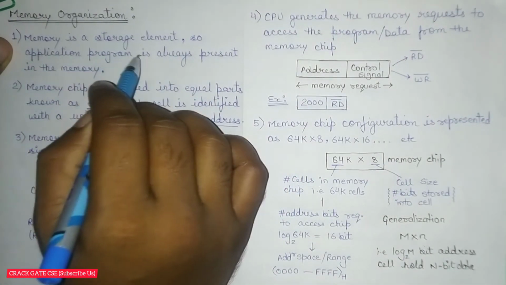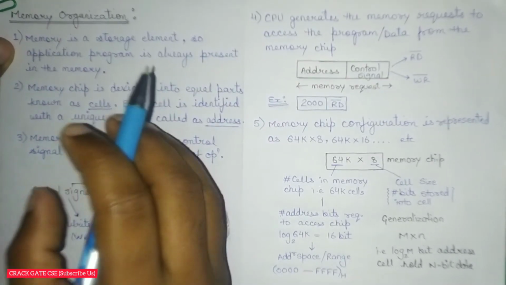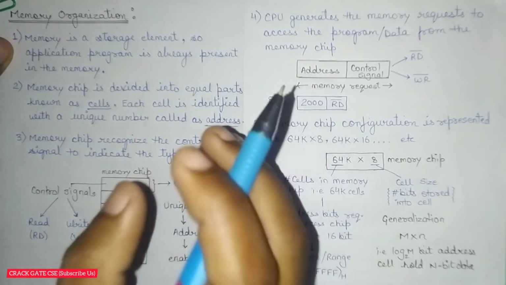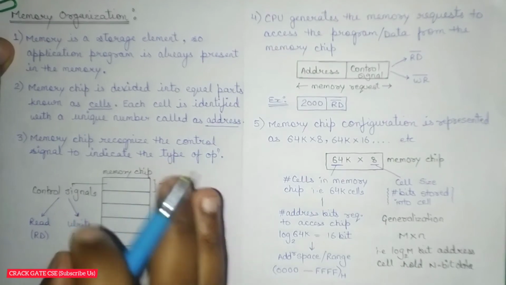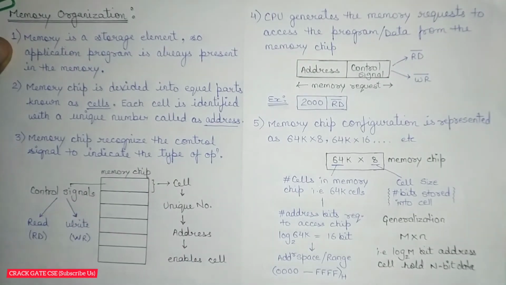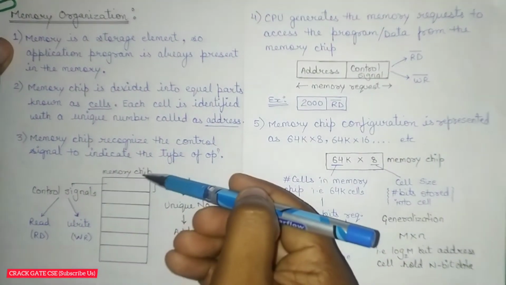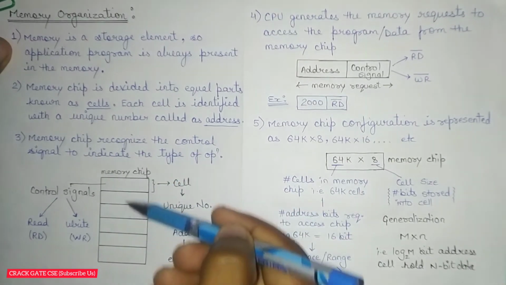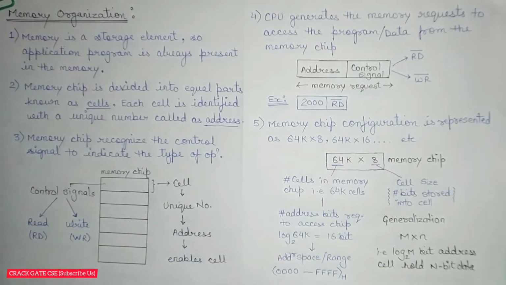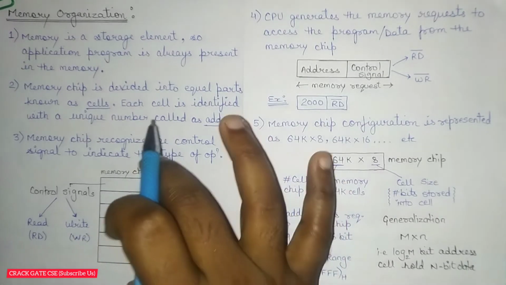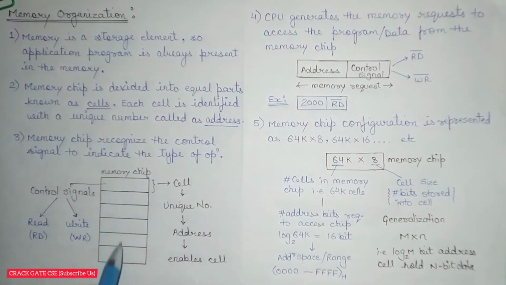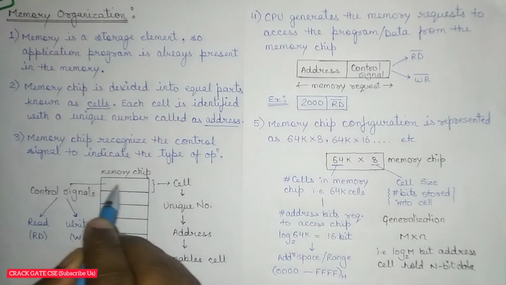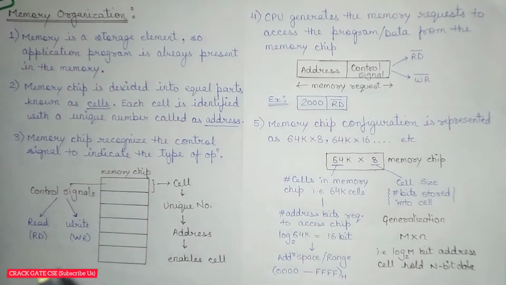An application program is always present in the memory, because whenever we have to execute some program or set of instructions, these instructions are required to be in memory. So this is how a memory will be. Here I am representing the block diagram of a memory. Now this is a memory chip, and this complete memory chip is divided into equal parts which are known as cells. So these rectangles show the cells, and each cell is identified by a unique number.